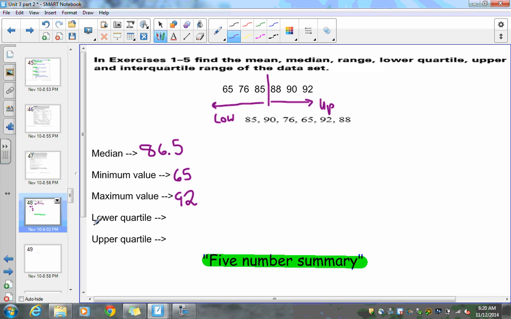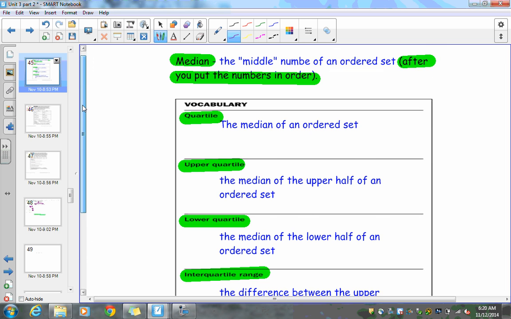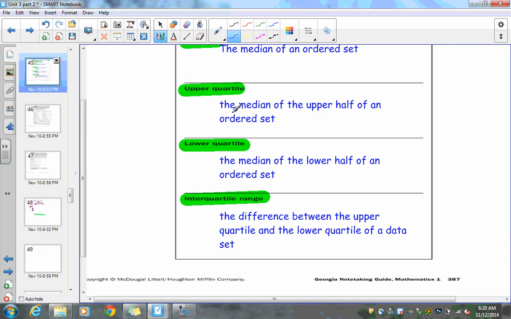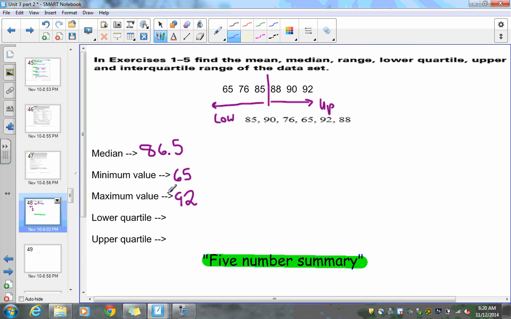Okay. Now let's take a look at the lower quartile and the upper quartile. Going back to your definitions, let's do upper first. The upper quartile is the median of the upper half. I'm going to get rid of my lower half and just look at my upper half. The median of 88, 90, and 92, the middle number, would be 90. So the upper quartile is 90.